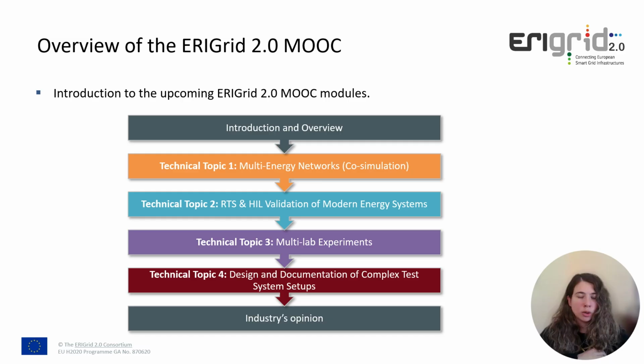Then technical topic 2 is presented, which is about the hardware in the loop validation of modern energy systems. So how can we use the control hardware in the loop and power hardware in the loop simulator to validate concepts and algorithms and equipment for modern energy systems. Technical topic 3 is about geographically distributed real-time experiments for validating multi-energy systems. So we will see actually the main contribution of this project, the interconnection of multiple laboratories for delivering real-time experiments.